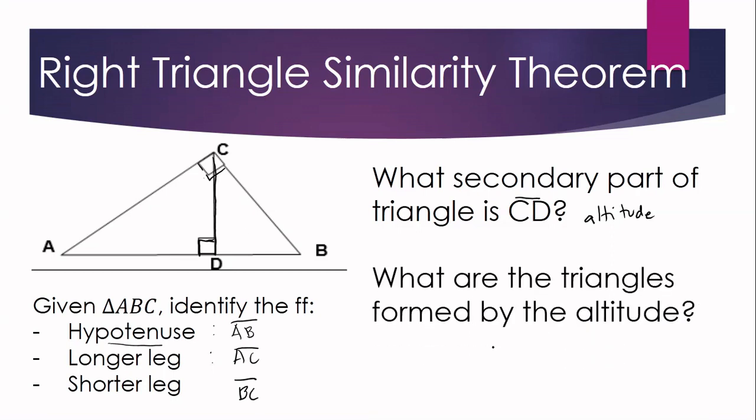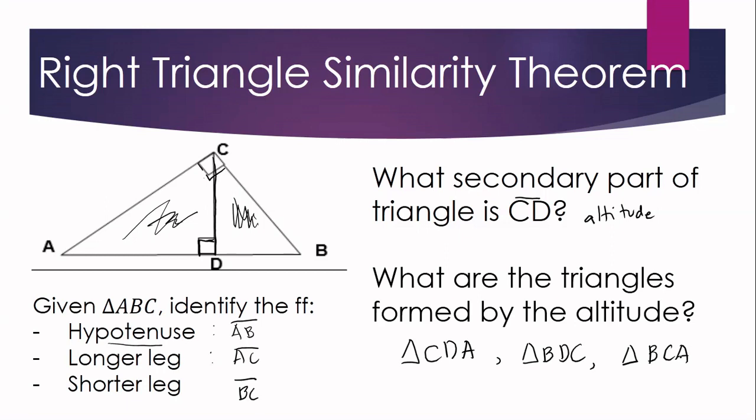Now, what are the triangles formed by the altitude? If you notice, as we draw the altitude CD, two triangles are formed. We have this triangle, and then we have this triangle. What are the triangles formed? Let us have this one first. Yes, this is triangle CDA. And the other triangle, yes, it is triangle BDC. And our original triangle is triangle BCA. If you look, all of these three triangles are right triangles.